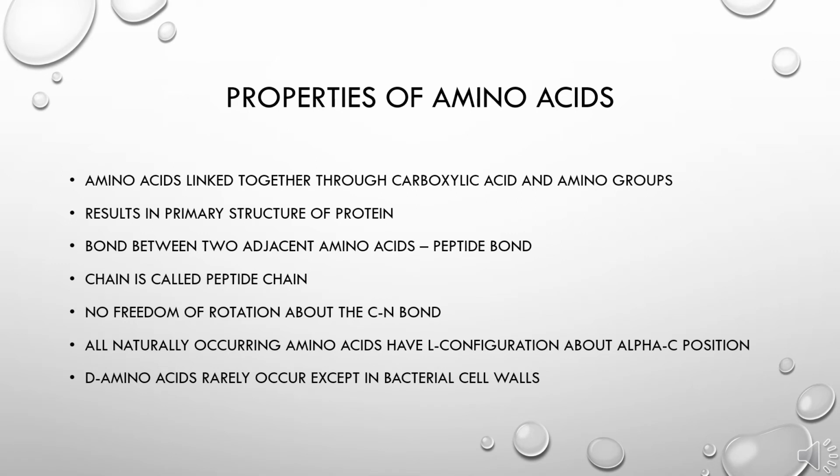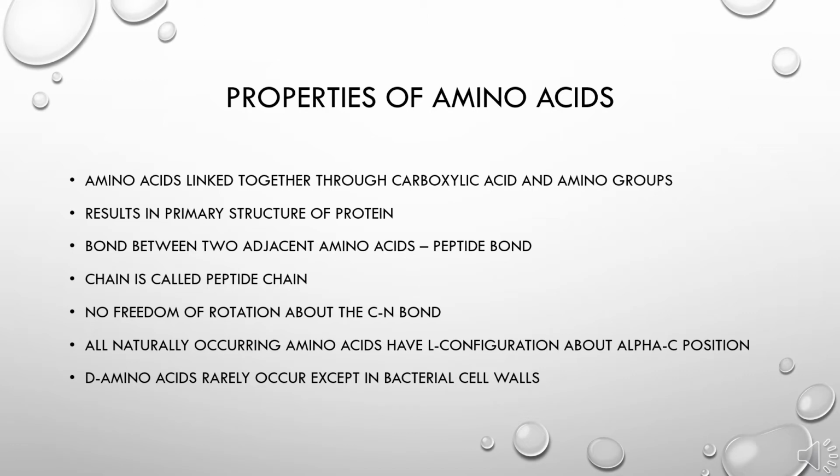Let us look at the important properties of amino acids. Amino acids are linked together through carboxylic acid and amino groups. They result in the primary structure of proteins. The bond between two adjacent amino acids is termed the peptide bond, and the chain is called the peptide chain. There is no freedom of rotation about the C-N bond, that is the carbon and nitrogen bond.